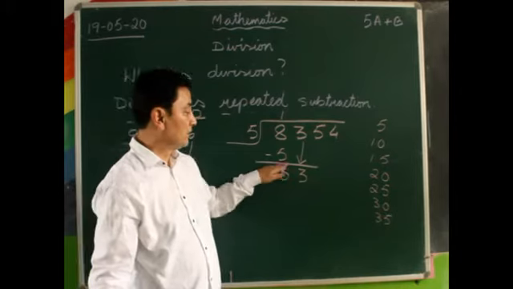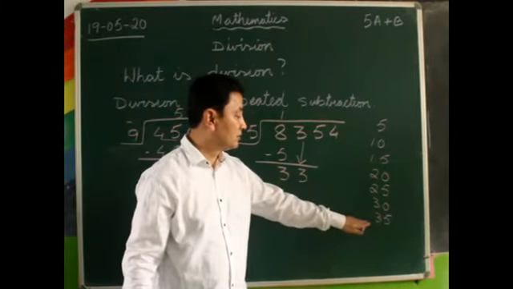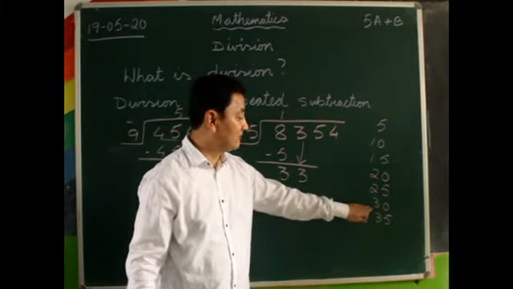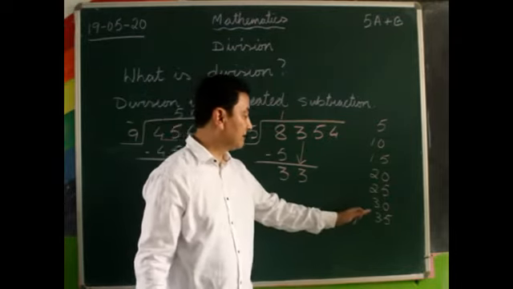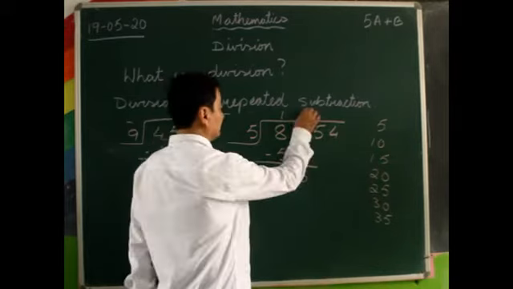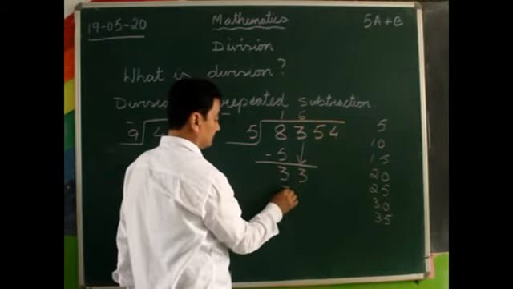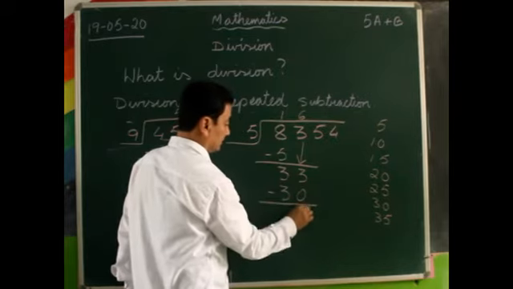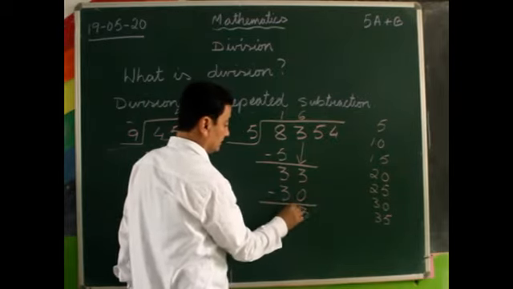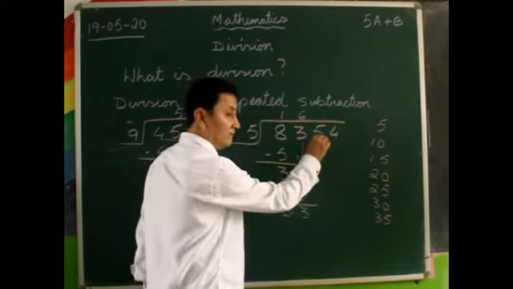So, which number is less than 35? 30. So, come back. So, 5 will go into 30 how many times? 5 sixes are 30. 33 minus 30, 3. 3 minus 3, 0. Bring down 5.